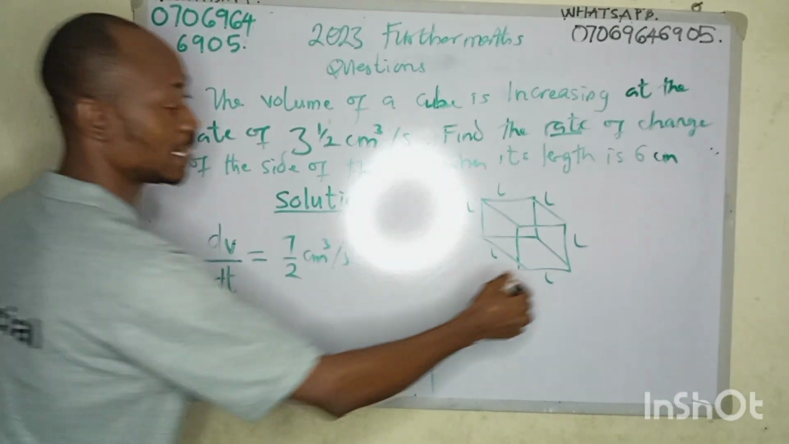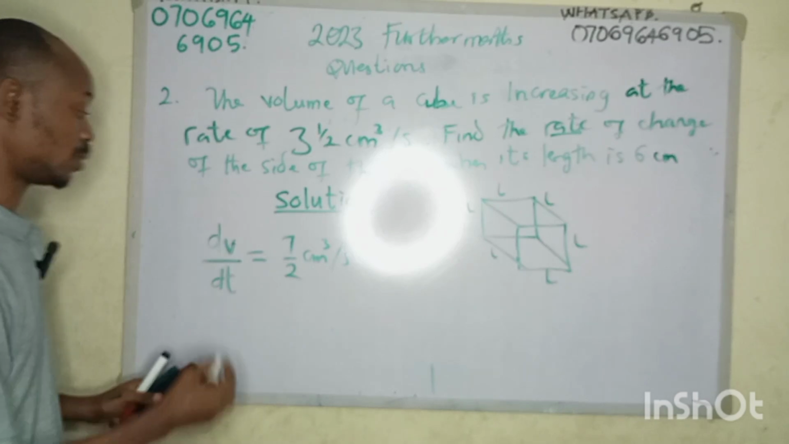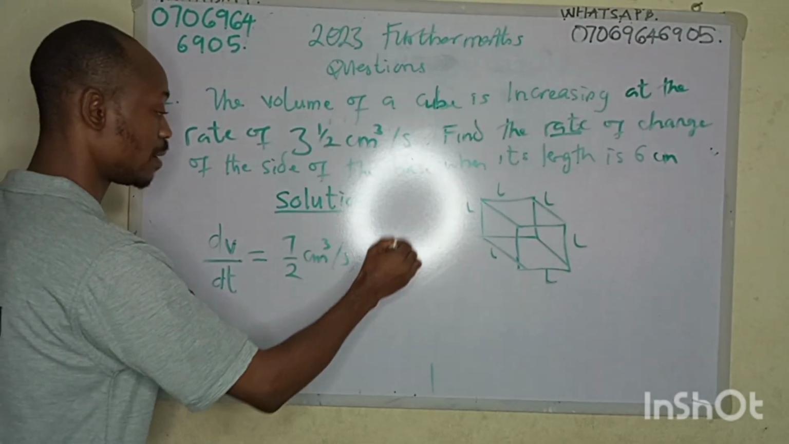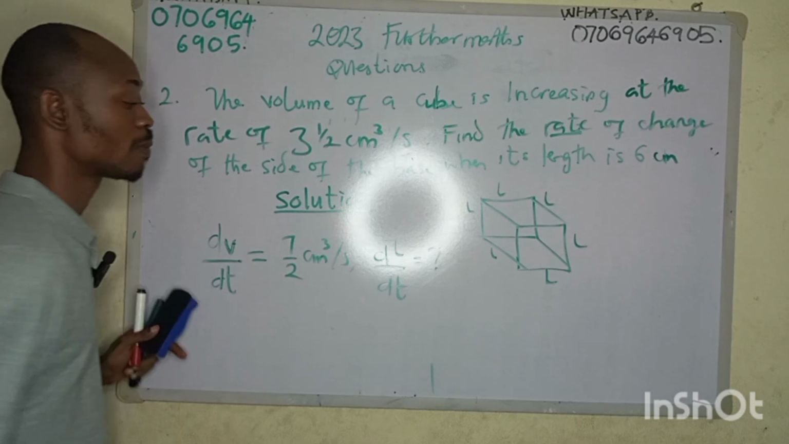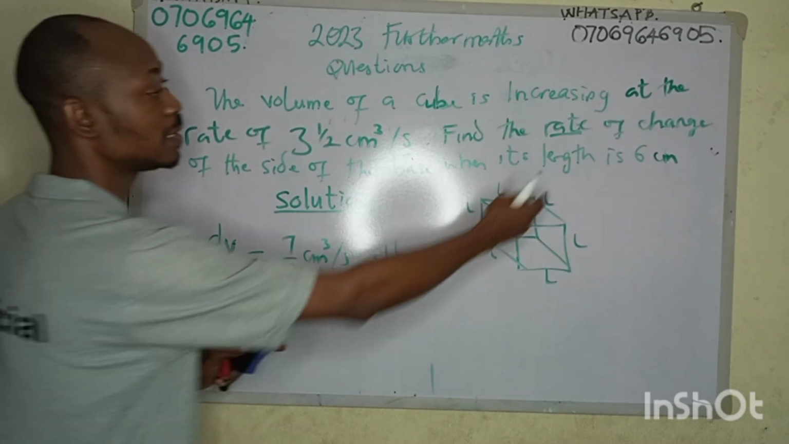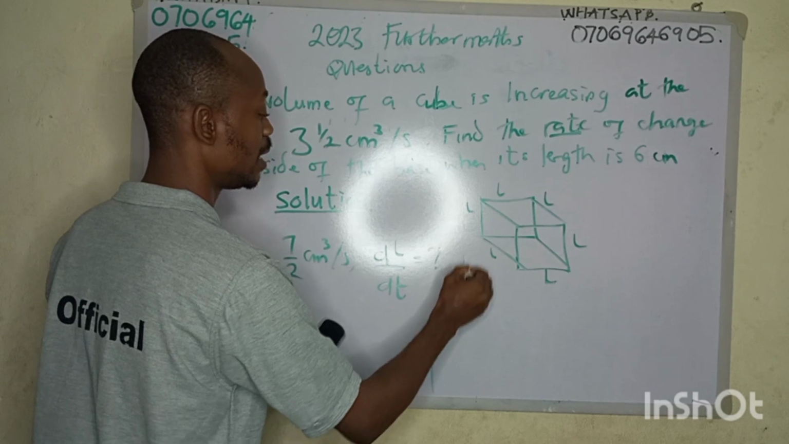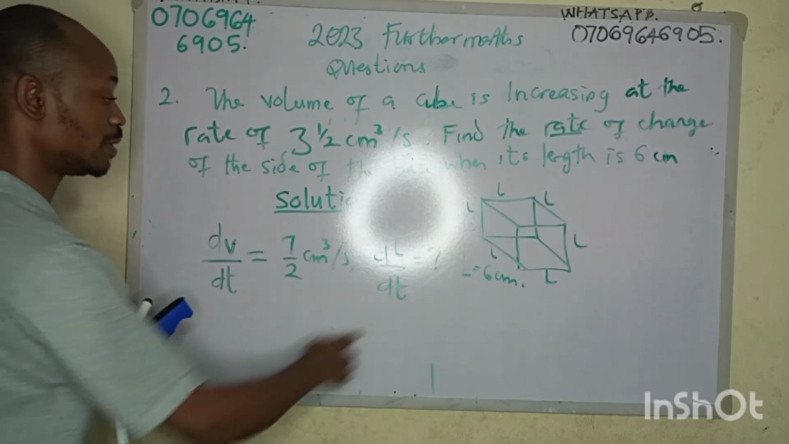The next thing is we are meant to find the rate of change of the side. That is the side length, which I'm going to call L. We are looking for the rate of change of that, so that's going to be dL/dt, which is what we are looking for. And what are we given? The length is 6 centimeters.